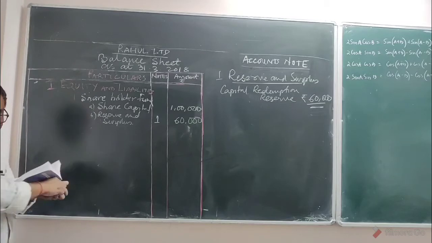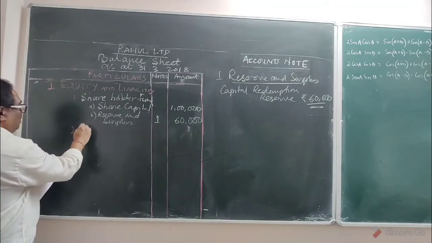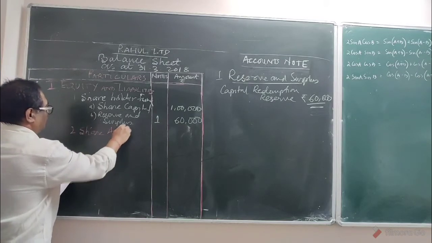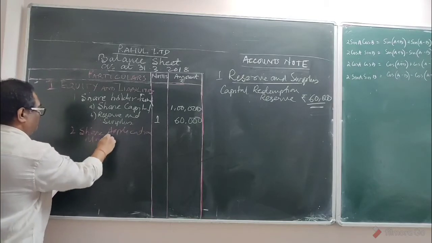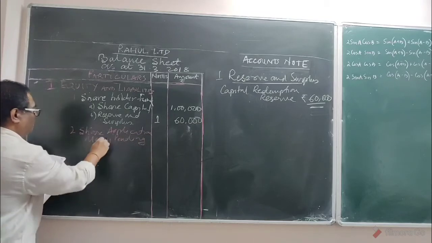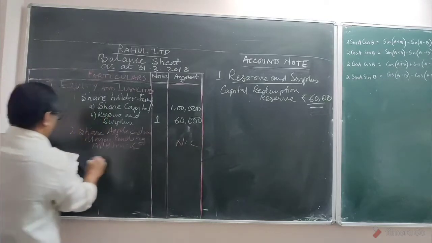Next, we have number 2, share application money pending allotment. The second major heading is share application money pending allotment. No items or information are given here, so we'll write nil.